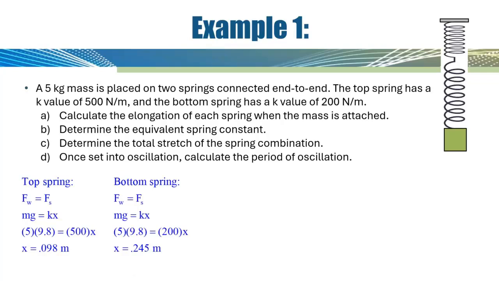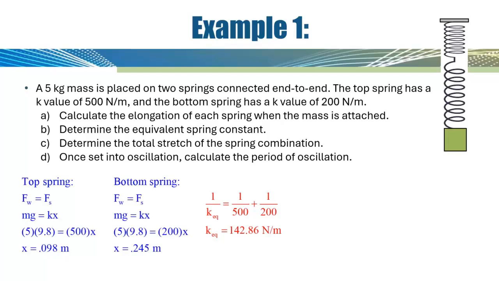All right, letter B says determine the equivalent spring constant. These springs are connected end to end, which means they are in series. So we're going to use the equivalent spring constant equation for springs in series. I can do 1 over 500 plus 1 over 200 equals, in my calculator, then 1 divided by the answer to flip it over, and I get a k_eq of 142.86 newtons per meter.